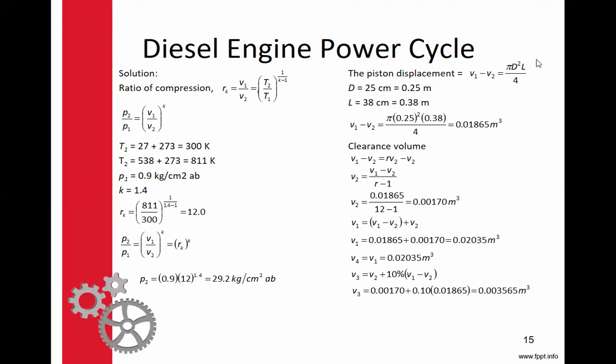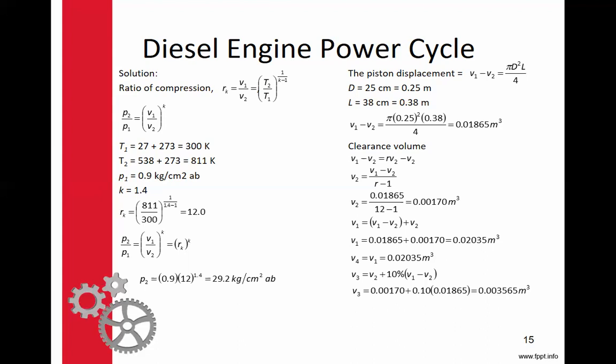Then, the piston displacement, V sub 1 minus V sub 2, is pi D squared L over 4. D is equal to 25 centimeter or 0.25 meter. L is equal to 38 centimeter or 0.38 meter. Then displacement V sub 1 minus V sub 2 is equal to pi times 0.25 squared times 0.38 over 4, which is 0.01865 cubic meter.